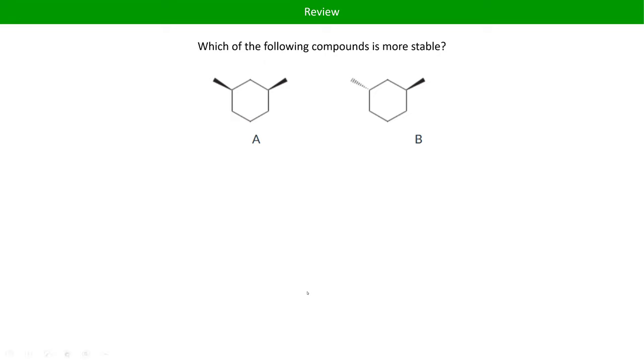All right. Let's look at cyclohexanes again. We'll start with these, and then we're gonna look some more at chirality, and then we're gonna start talking about our last big topic before the midterm.